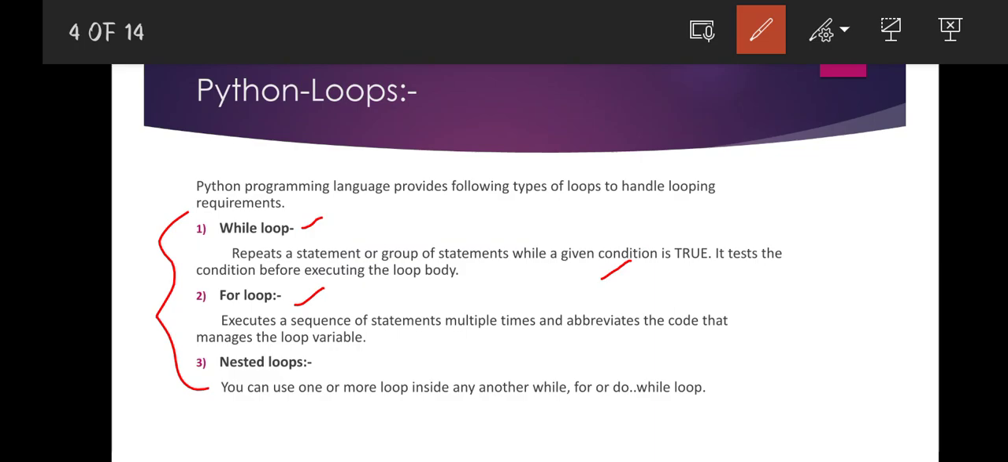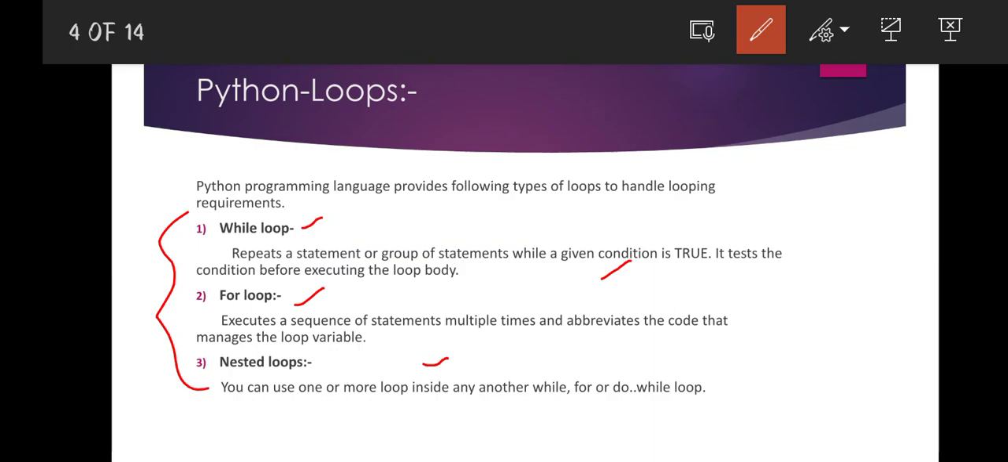The third one is the nested loop. You can use one or more loops inside another while, for or do while loop. Nested means one loop inside another loop. That means if you write a for loop, we can also write a for loop inside the for loop. That is called a nested loop. In nested loops we have nested for loops and nested while loops. Now we will see them one by one with clear examples, then you can understand very easily.